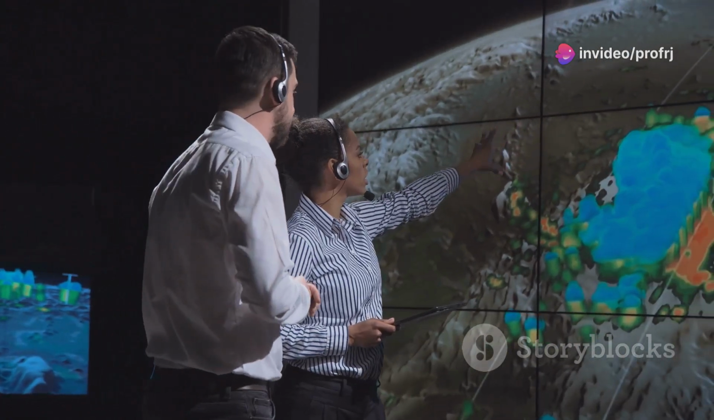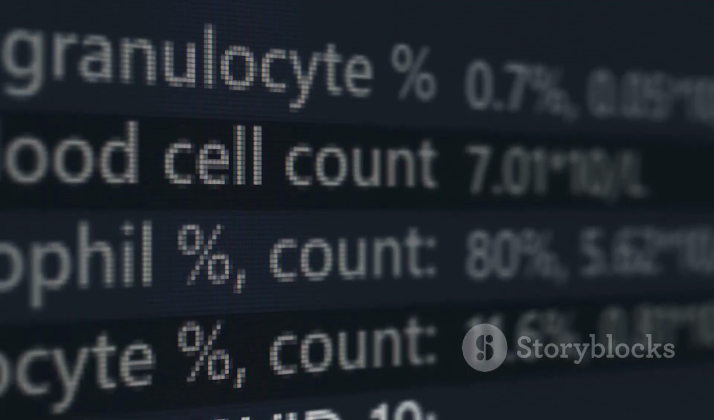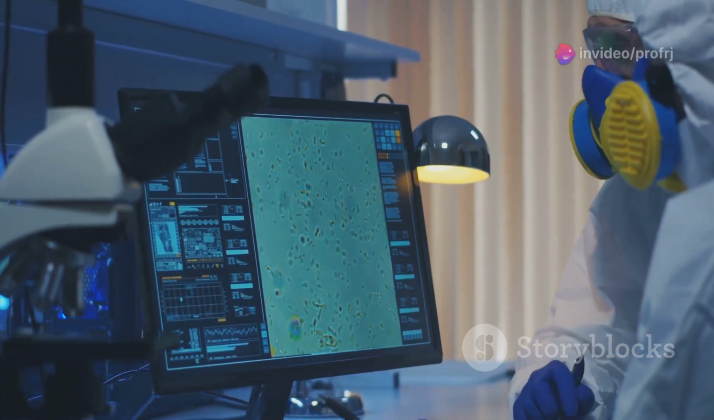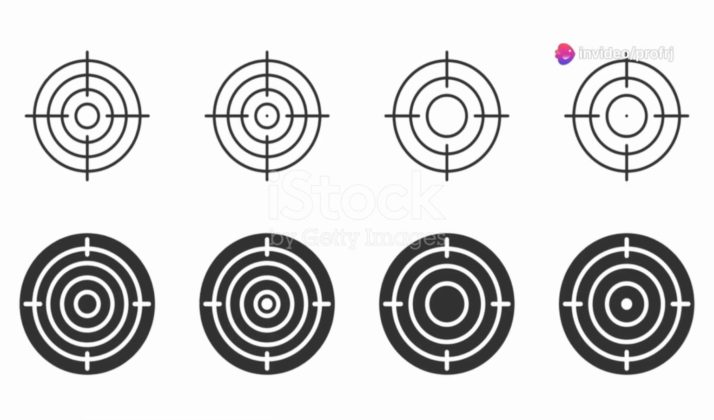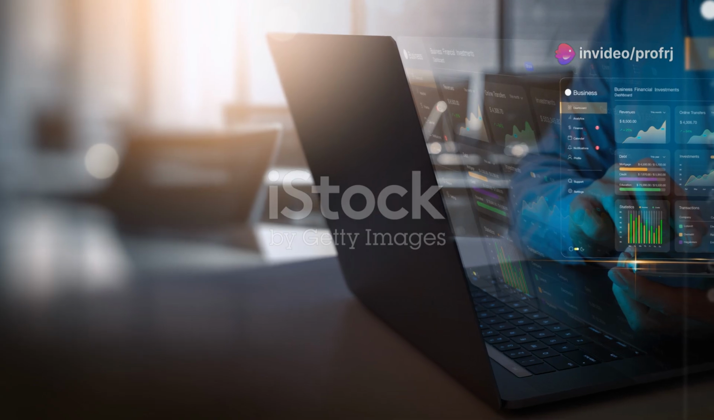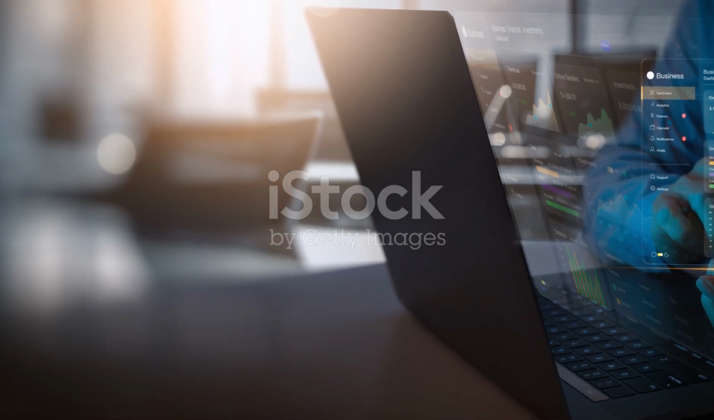True positives. The model correctly predicted the positive class. True negatives. The model correctly predicted the negative class. False positives. The model incorrectly predicted the positive class. False negatives. The model incorrectly predicted the negative class. The confusion matrix provides a clear picture of where your model is making correct and incorrect predictions.